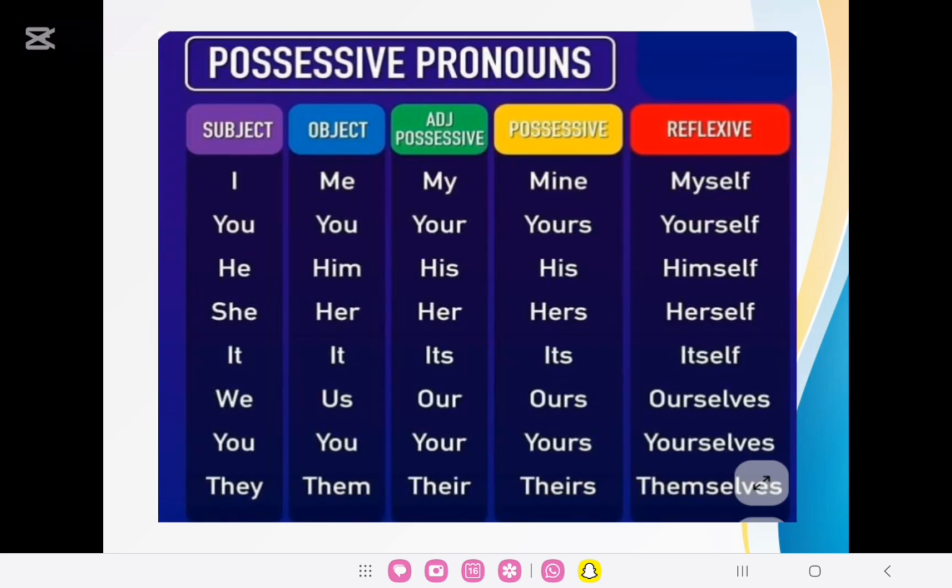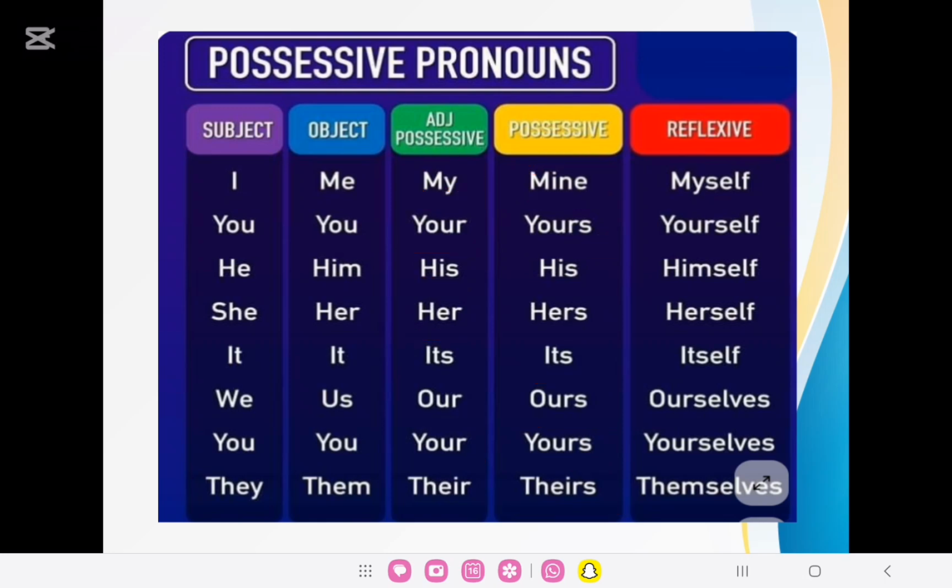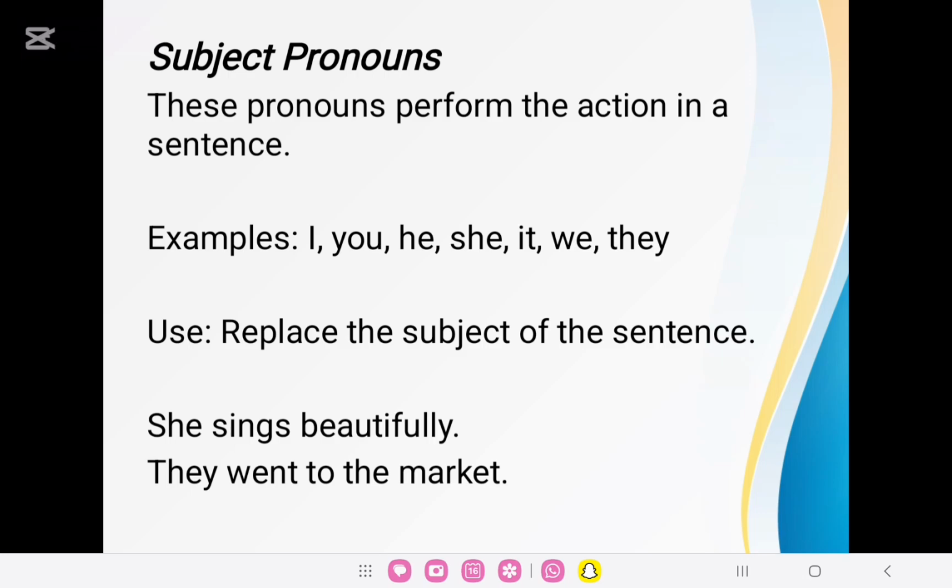And here we know that my is an adjective, mine is a pronoun, your is an adjective, yours with s is a possessive pronoun, his and his are the same, her is the adjective and hers is the pronoun, its and its are the same, our is an adjective, ours is a pronoun, your is an adjective, yours is a pronoun, their is an adjective, theirs is a pronoun. Now why do we need to understand how they are different? Because when you are going to use them, if that is an adjective, you are going to use a noun after it.